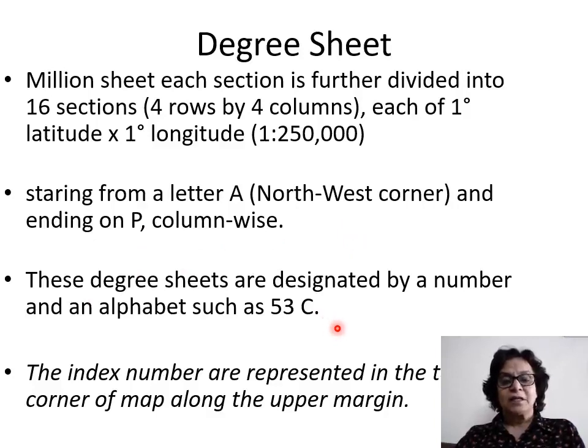These degree sheets are designated by the number followed by the alphabet. So if it is 53C, then you can understand that this is a degree sheet. These numbers are represented in the top right corner of each topographical map, and these are available in our department.